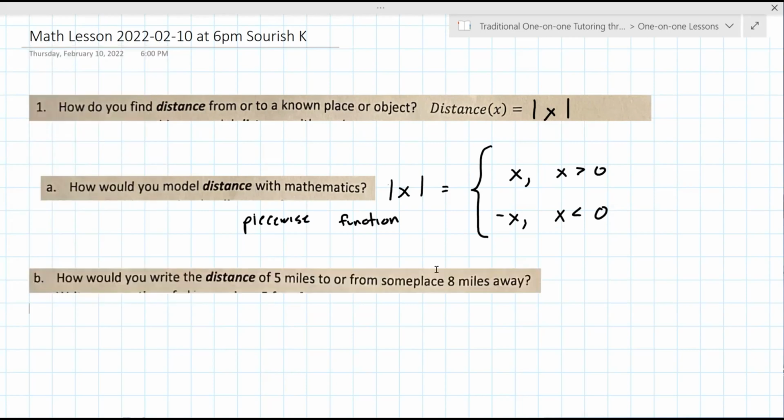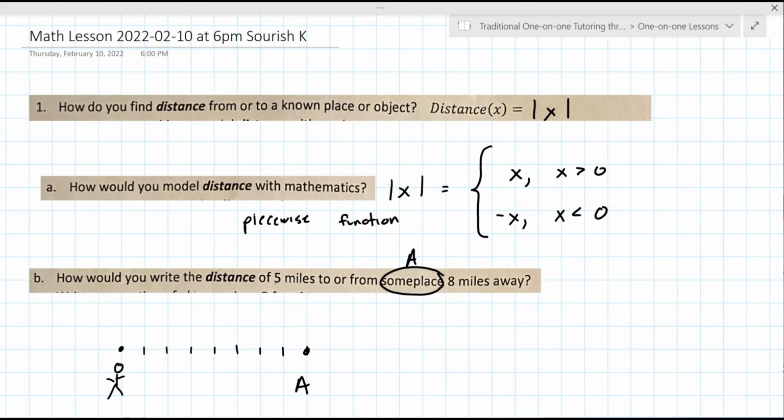It says, how would you write the distance of 5 miles to or from someplace 8 miles away? Okay, so what it's saying is you're here. This is you. And I'm going to count 1, 2, 3, 4, 5, 6, 7, 8. This is the someplace. Let's just call it A for now. That'll make it easier.